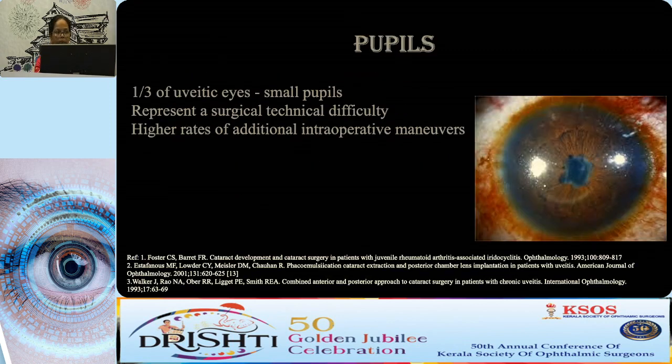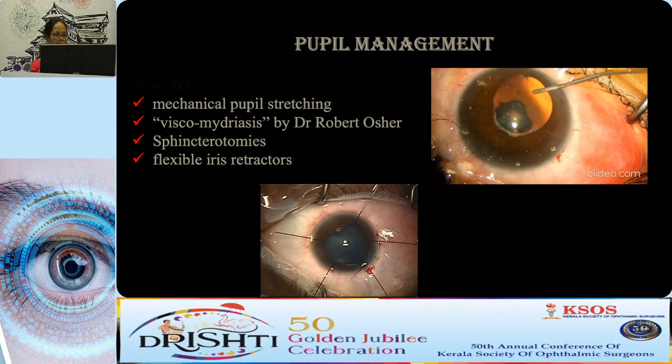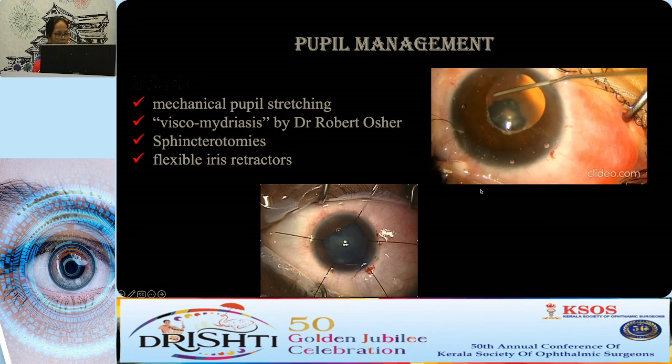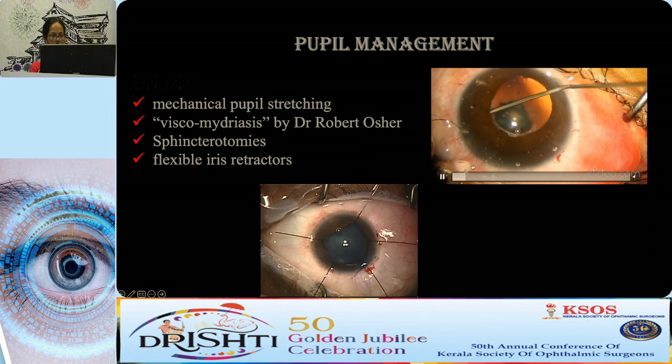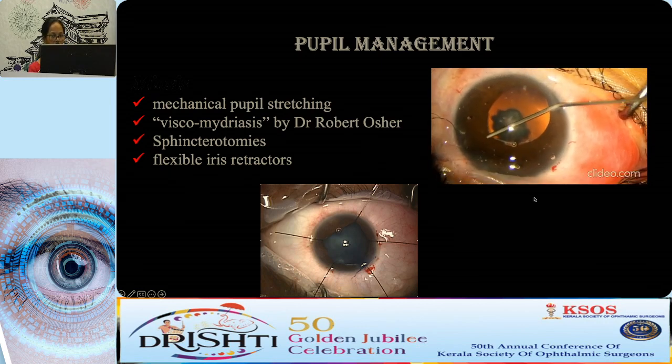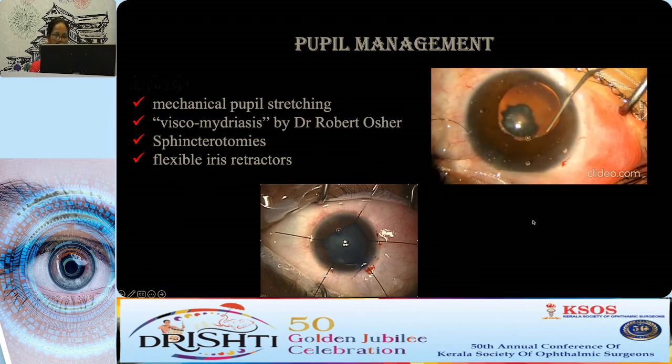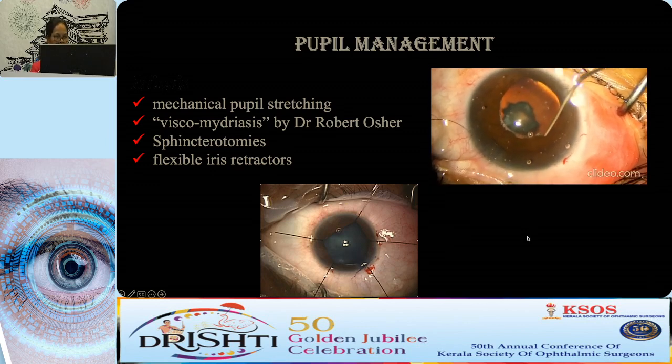Pupils: in one third of uveitis patients there will be a small pupil, which represents a difficult surgical situation with a higher rate of additional intraoperative maneuvers. Miosis can be managed by either mechanical stretching or viscomydriasis. Here you can see mechanical stretching followed by viscomydriasis, finally doing sphincterotomy.